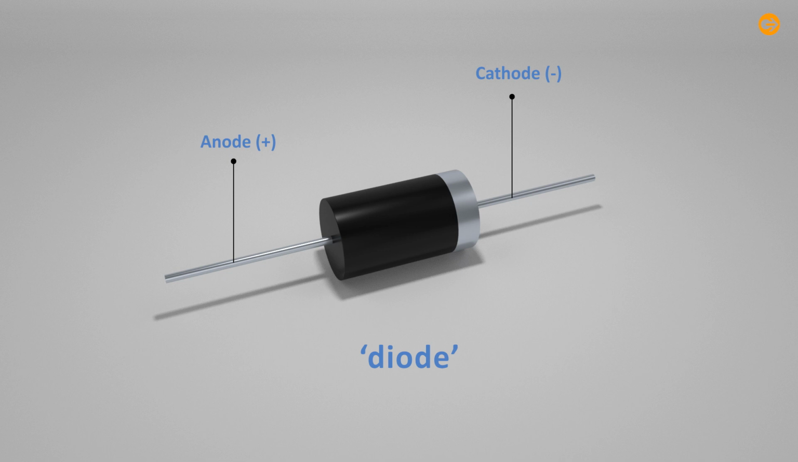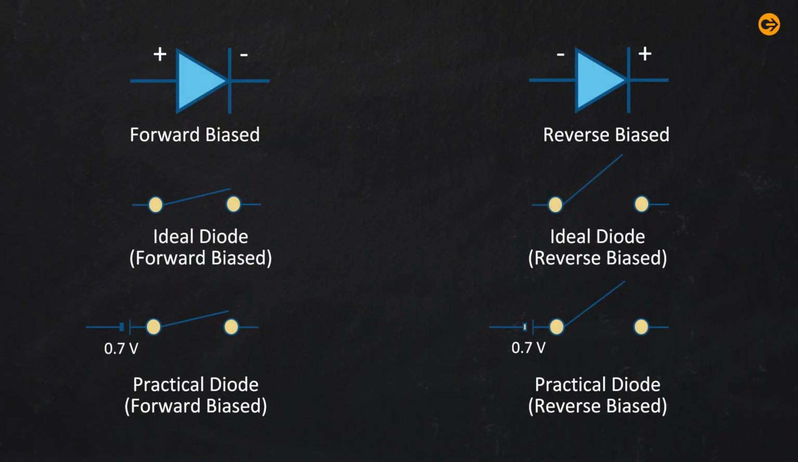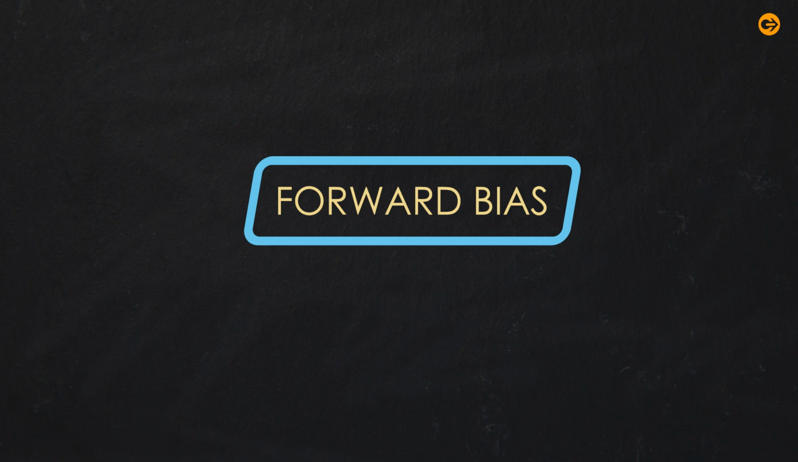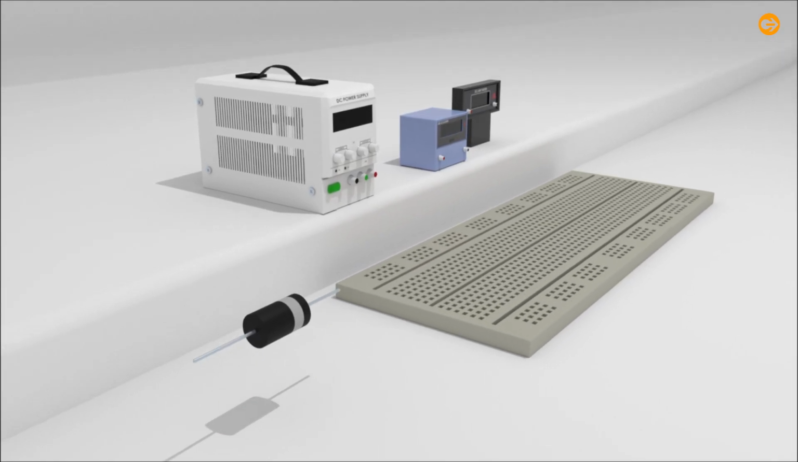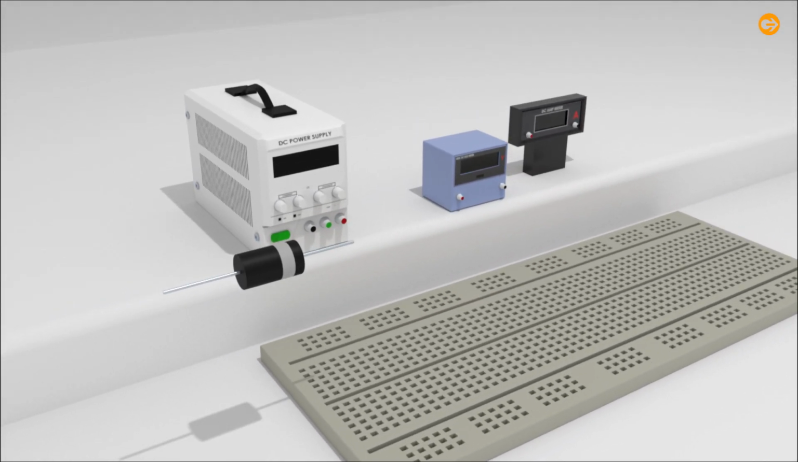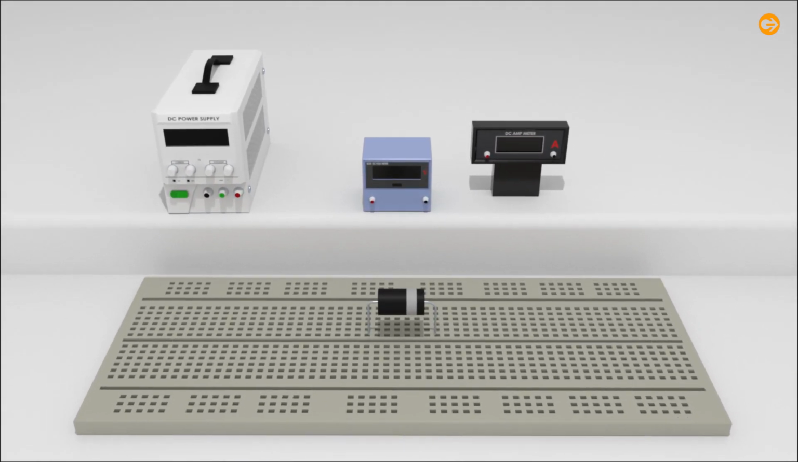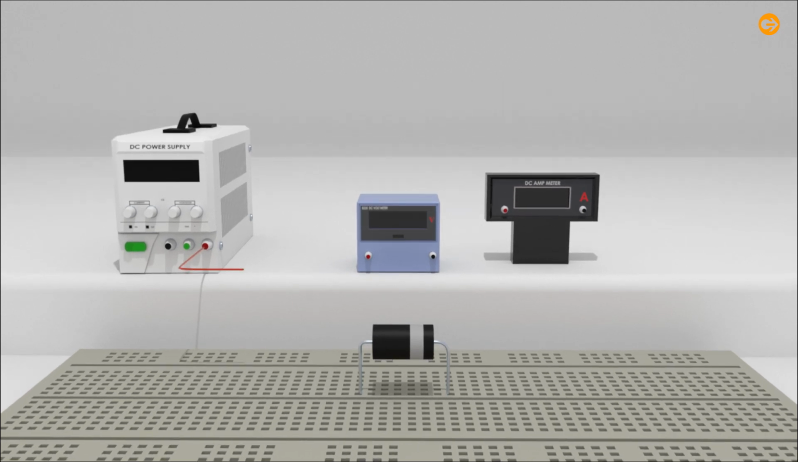For current to flow across the PN junction, the diode must be forward biased. The PN junction of a diode acts as a switch. Under forward bias, it acts as on, and under reverse bias, it acts as off. You heard the term forward bias. What is it? The anode, P-type, is connected to the positive terminal and the cathode, N-type, is connected to the negative terminal of the external source.